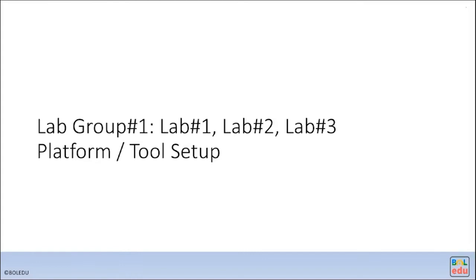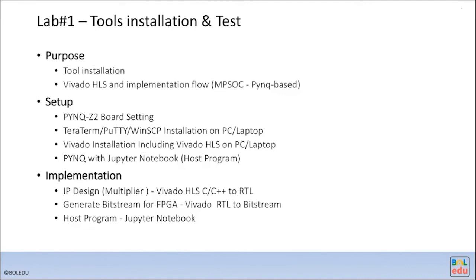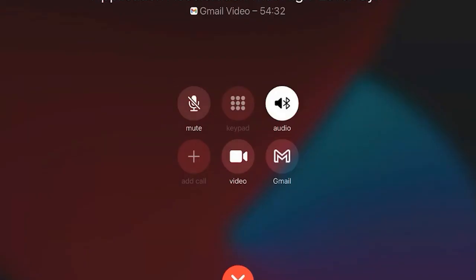So the labs are also put into three groups. The first group is just to get you familiar with the platform and set up the tool. The first lab, lab one, is to just install the tool and run a very, very simple example. Just run a multiplier. So the purpose is simply to test the flow.